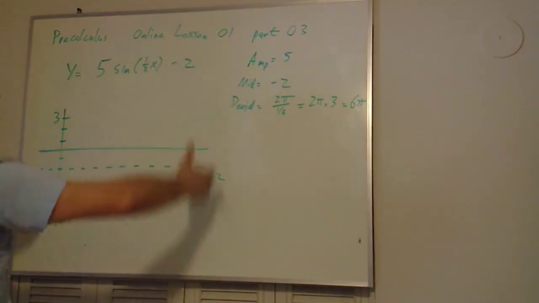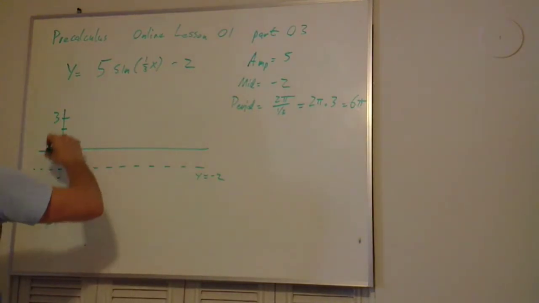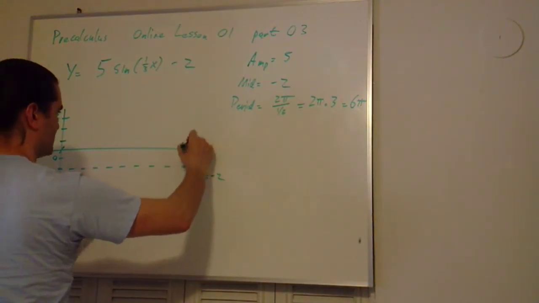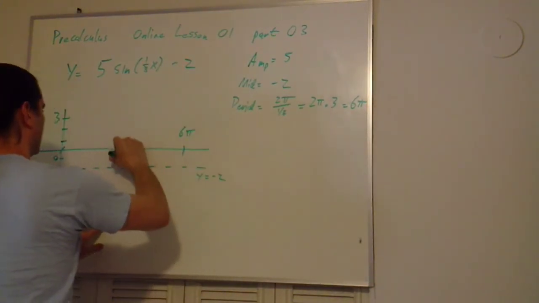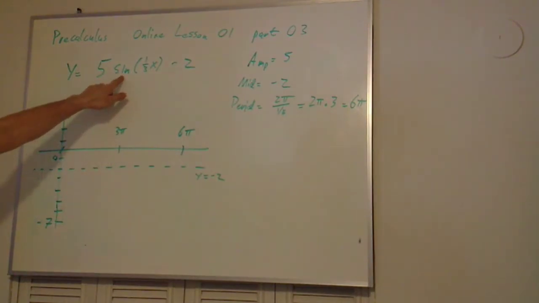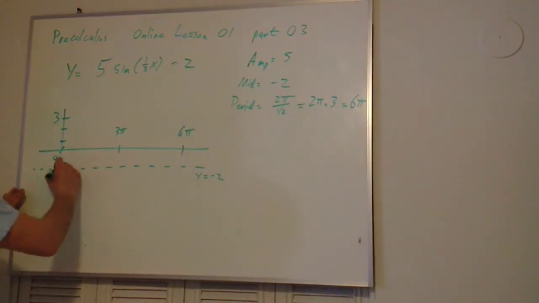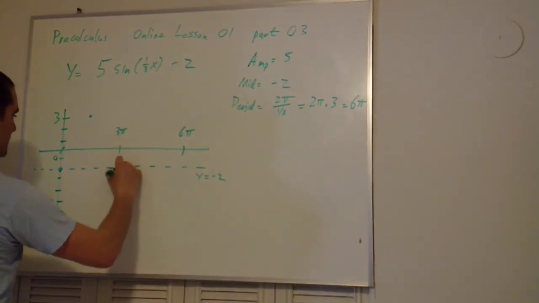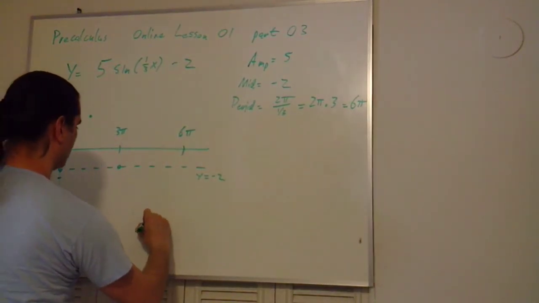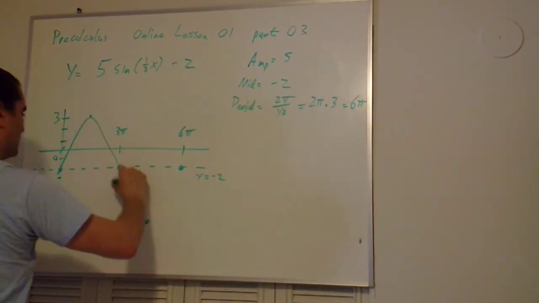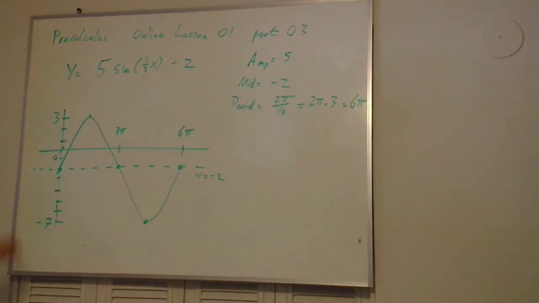The period is going to tell us how far we have to go to complete one full cycle. So this thing's going to start at 0, and it's going to end at 6 pi. 3 pi will be right in the middle. And then we look at what kind of function we have. This is a sine wave. Sine waves start in the middle and go up. They hit the middle in the middle, then they go down, and they always end where they start. So we have a sine wave that looks like this.